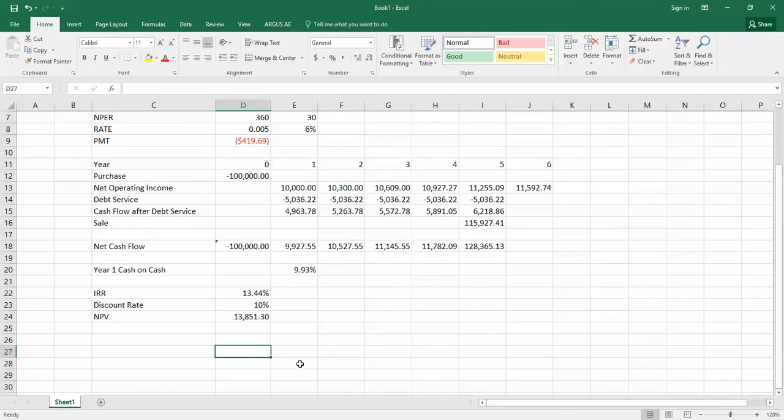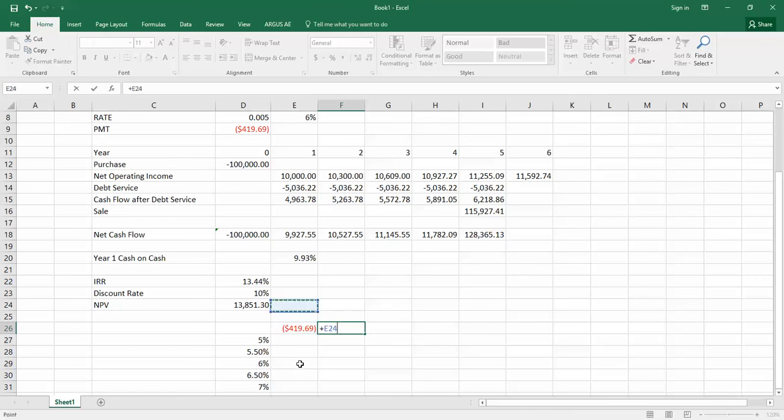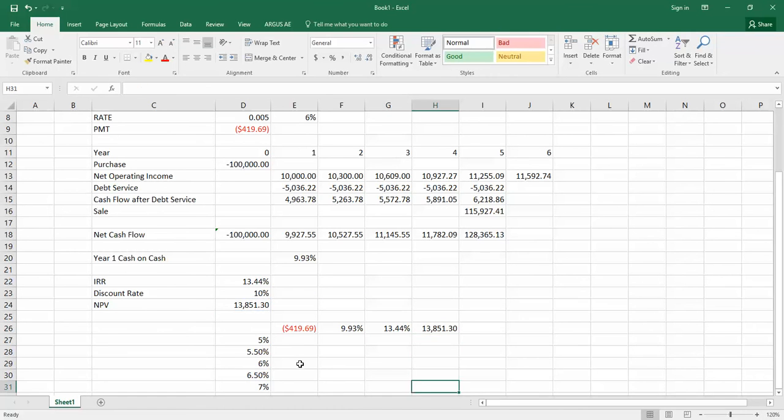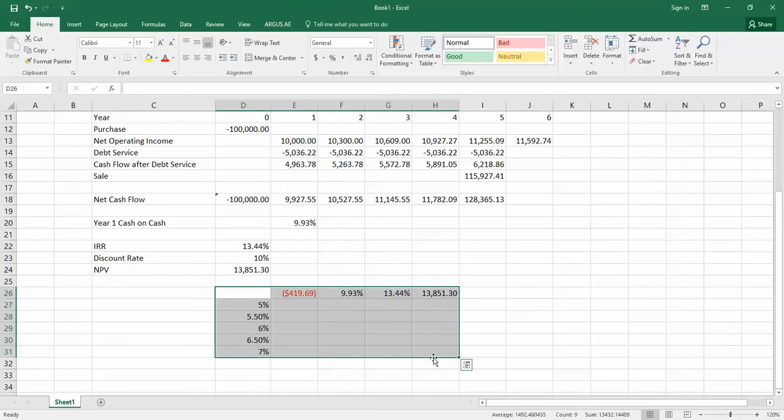So this is what you do. You build a single variable data table. I'm going to put in 5%, 5.5%, 6%, 6.5%, 7%. I'm then going to have some links to things I care about. Payment, IRR, cash on cash, IRR, NPV. And now that I have links to things I care about, I highlight the entire area.